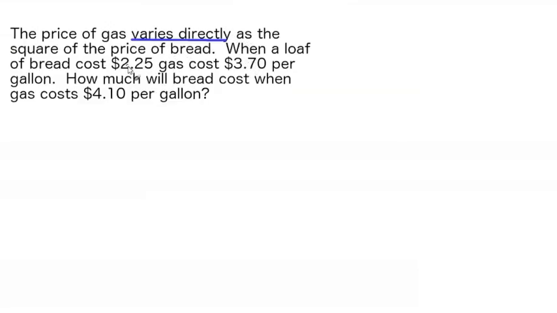When a loaf of bread costs $2.25, gas costs $3.70 per gallon. And then you have the question part. So again, these variation problems are always two parts. The information part, which is this one without the question, and the question part, which is answering a little bit further.